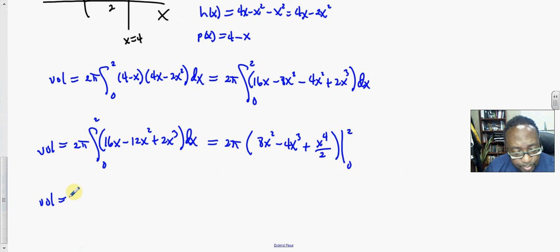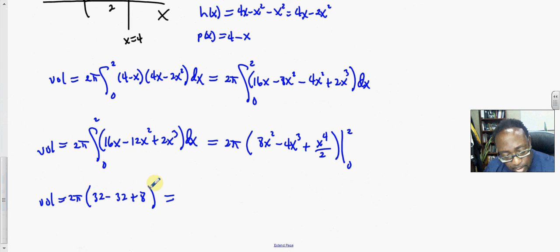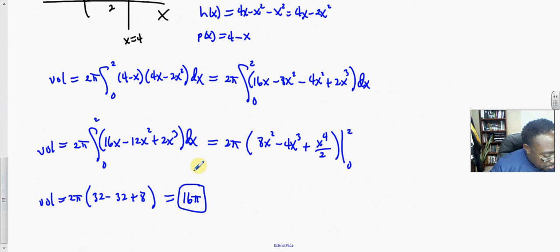So the volume is 2 pi. Plug in x equal to 2. So we get 4 times 8, 32, minus 8 times 4, 32, plus 16 divided by 2 is 8. And so our volume is 16 pi. I think that'll do it. Thank you.